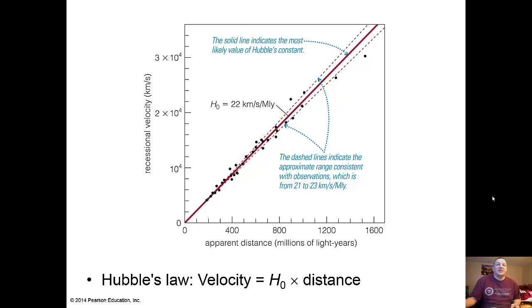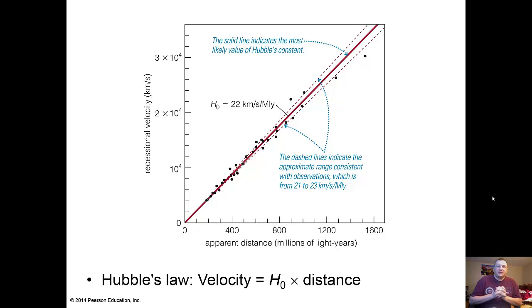And so Hubble's law is basically that the velocity of the galaxy is this number called the Hubble constant, H naught or H sub 0, times its distance. Currently, the H naught value, Hubble's constant, is about 72 kilometers per second per mega light year.